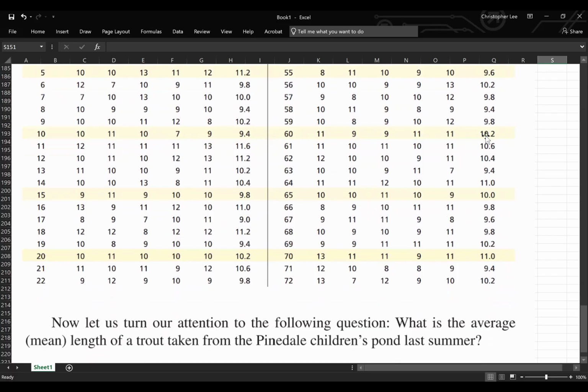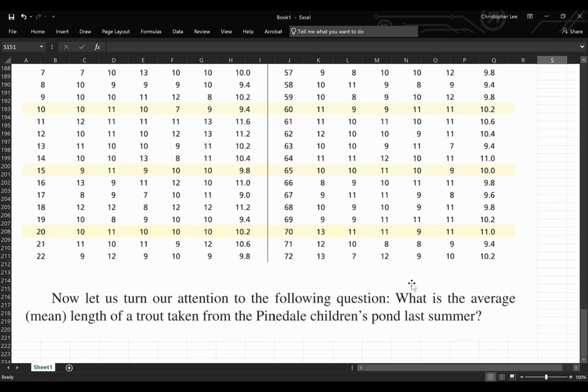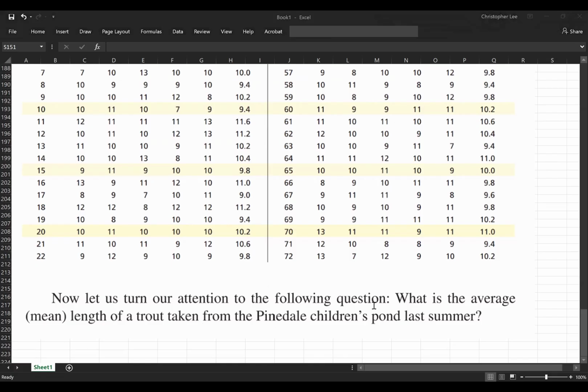What is the average mean length of the trout taken from the Pinedale Children's Pond last summer? All right, let's look at that. As I said, it's a bit much to write out, so I'm just going to jump into it.